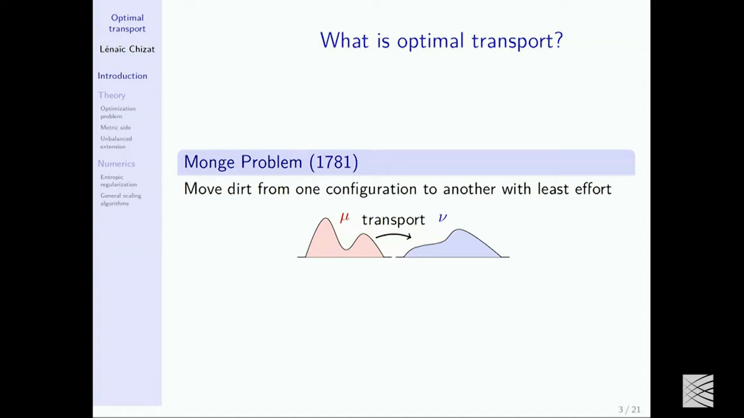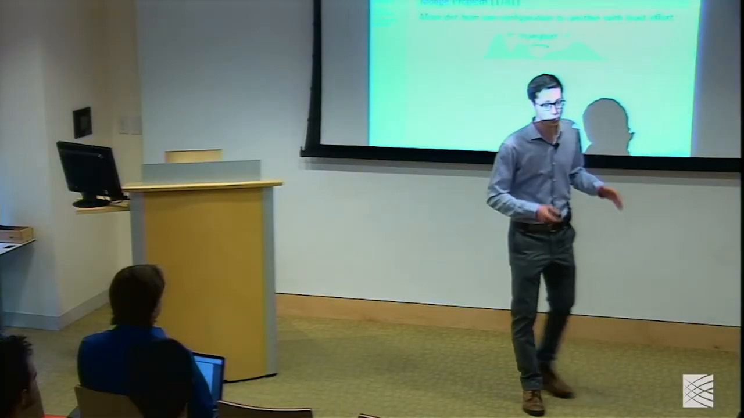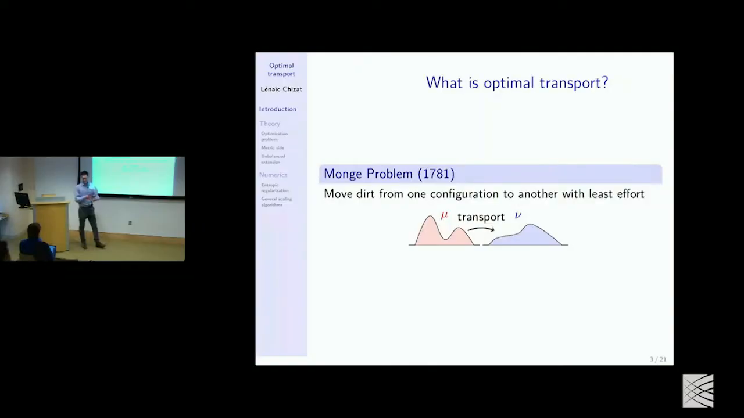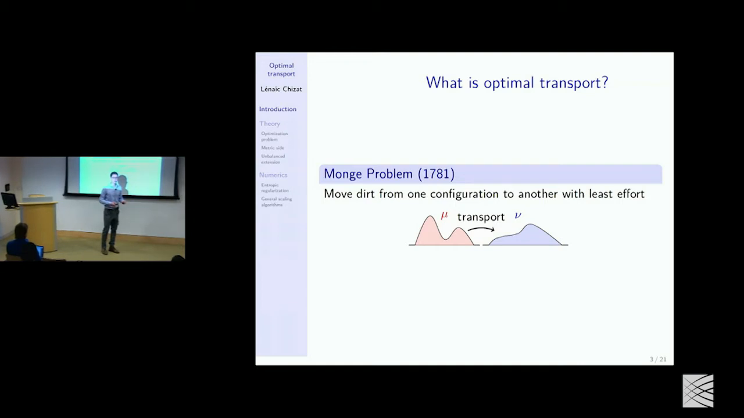More than 200 years ago, Monge, a French mathematician, posed the problem of transporting a pile of dirt from one configuration to another. He wanted to do it in the most efficient way. And so he started to think about this problem. What we will keep from this problem is that we have two distributions of mass in a space. We'll call them mu and nu. And we'll find the most efficient way to transport one distribution to the other.